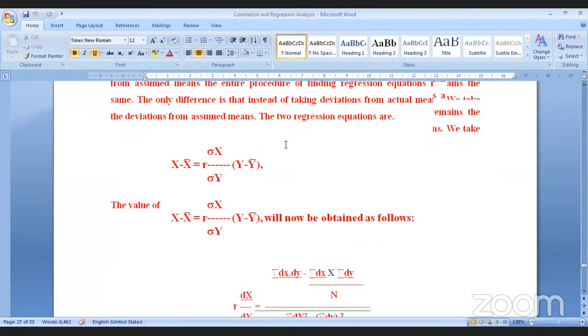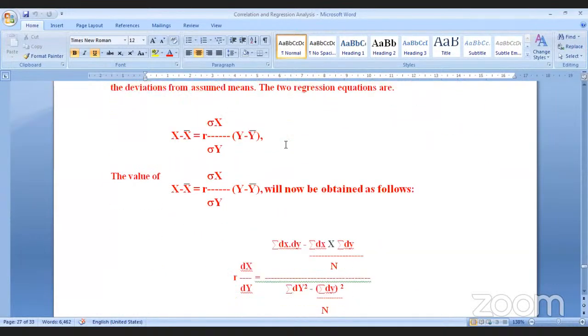So this is the formula. X minus x bar is equal to r into standard deviation x by standard deviation y into y minus y bar. Okay, here you focus carefully. See this place, r into standard deviation x by standard deviation y. This will be written like this: sigma dx into dy minus sigma dx into sigma dy by n, divided by sigma dy square minus sigma dy whole square by n.